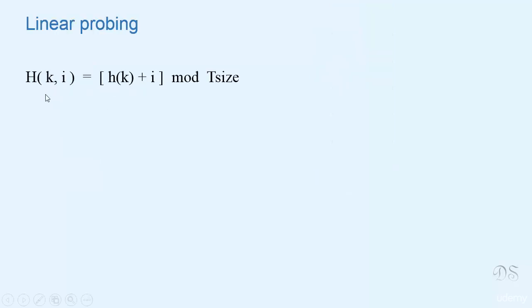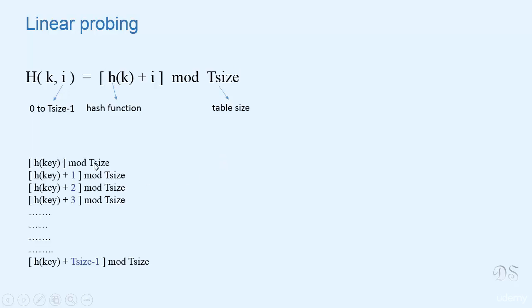We can write the formula for linear probing like this. This h is the hash function. This t size is the size of the table. And the value of i varies from 0 to table size minus 1. Here we have done this mod table size so that the resulting address does not cross the array boundary. So while searching for an empty location, the sequence of probes would be this. First the value of i is 0, then 1, then 2, 3 and so on. The sequence of locations that we examine is called probe sequence.